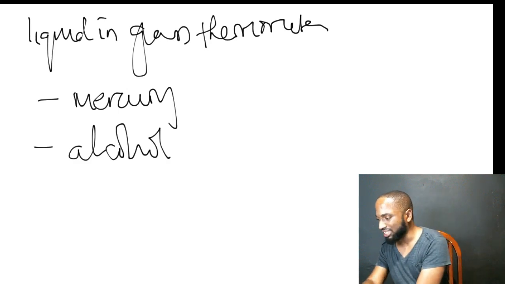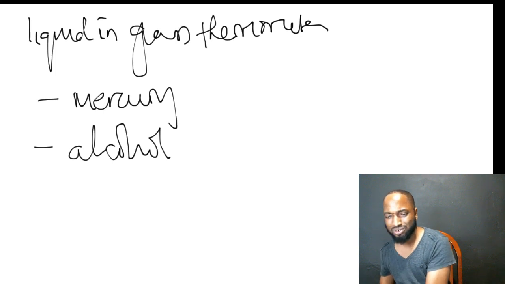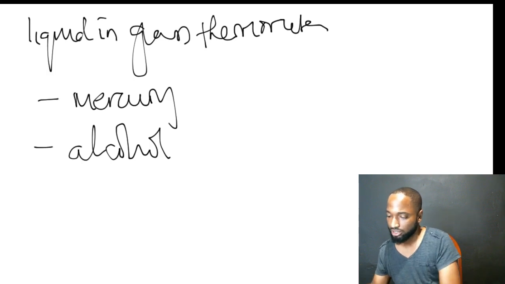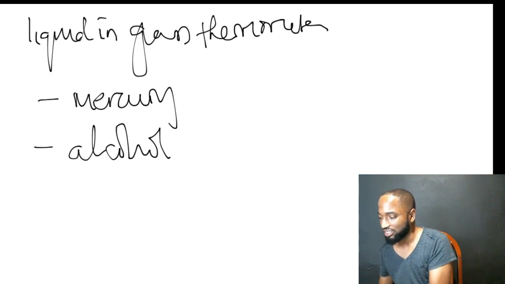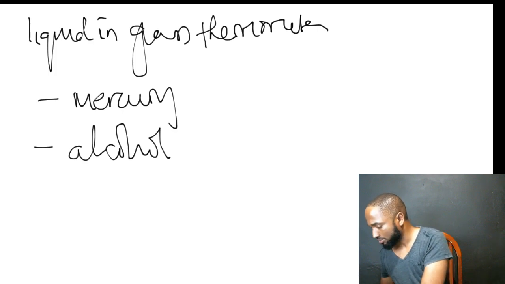Something else I'm missing here. I need to talk about how to make it more sensitive or something like that, and I'm not seeing that there. Let me check here. Alcohol cheap, mercury poisonous, mercury is faster. One is more sensitive than the other. Give me a little second here. I just want to make sure I cover everything in this topic.